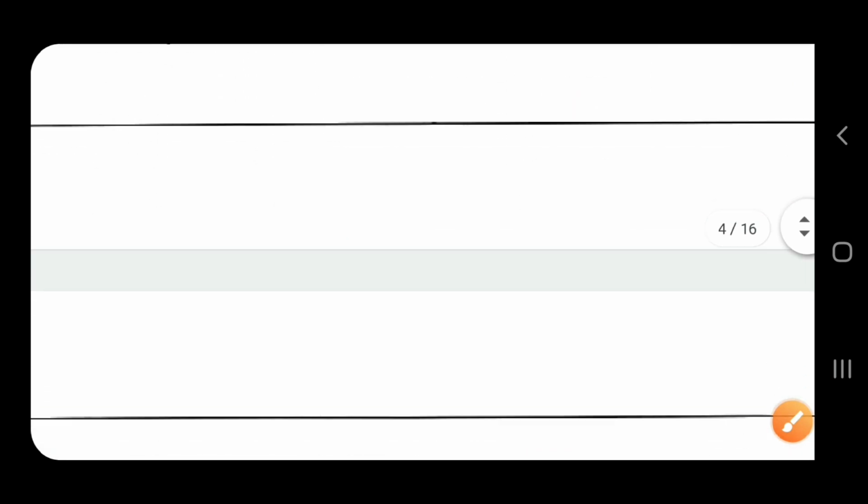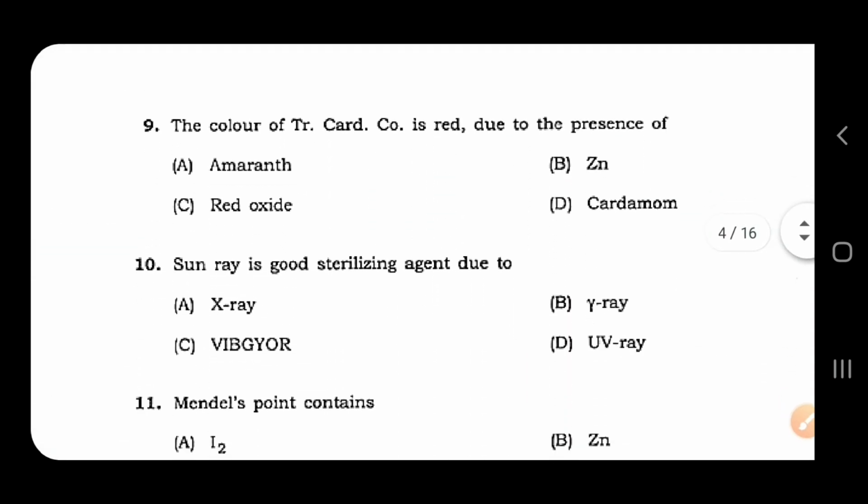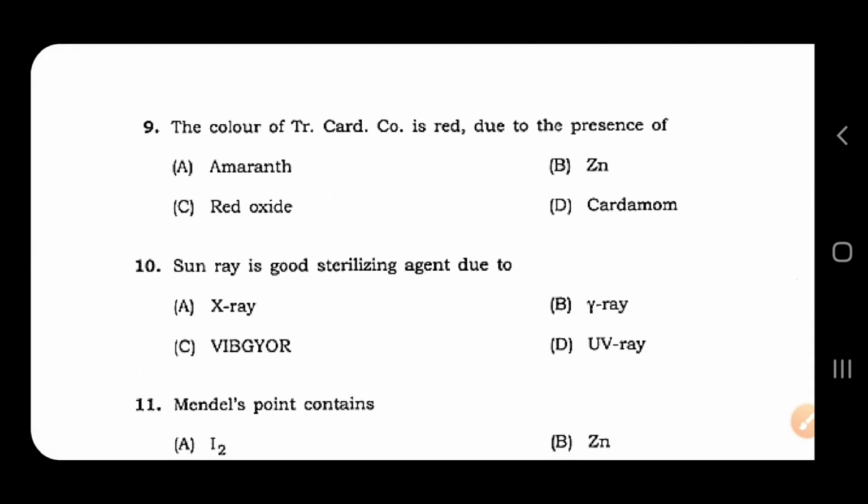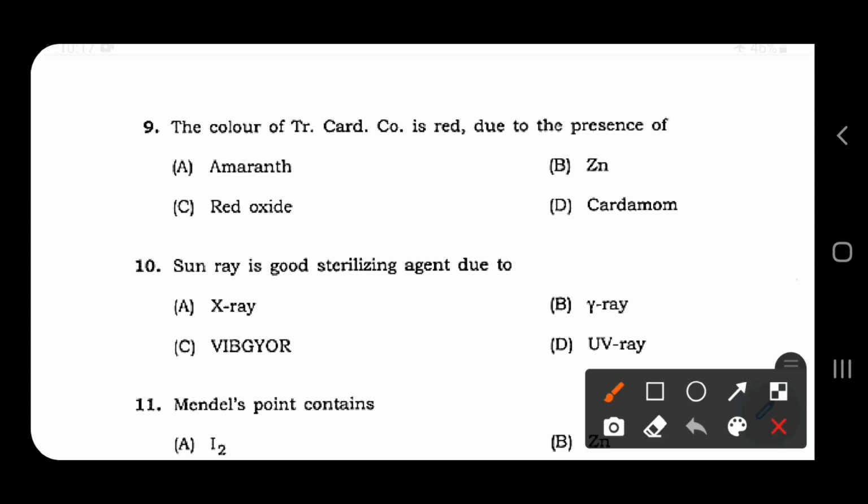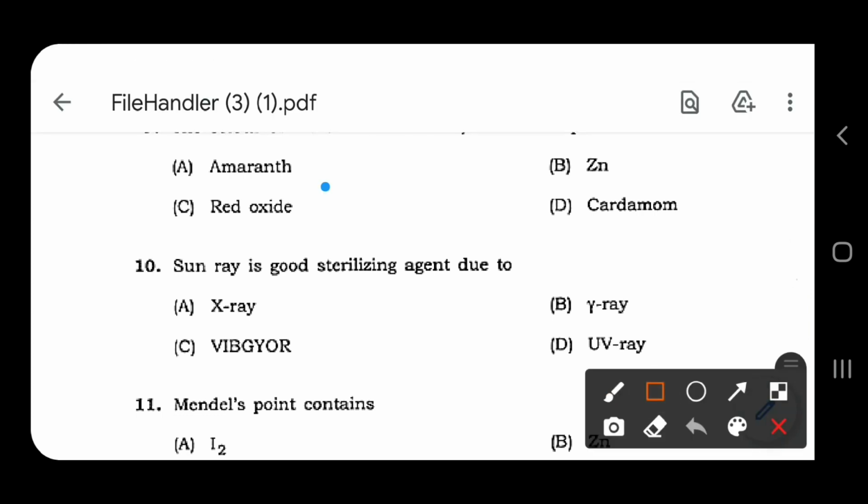Next is question number 9. The color of Tiger Balm is red due to the presence of... The correct answer is red oxide.